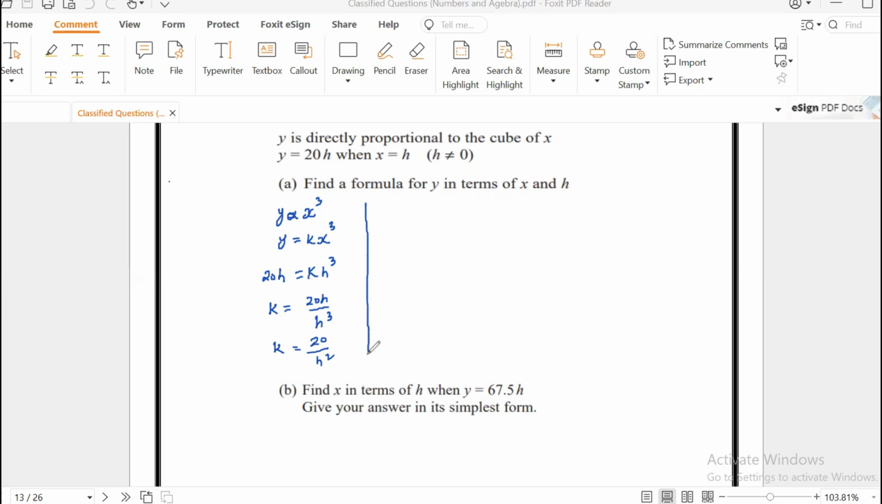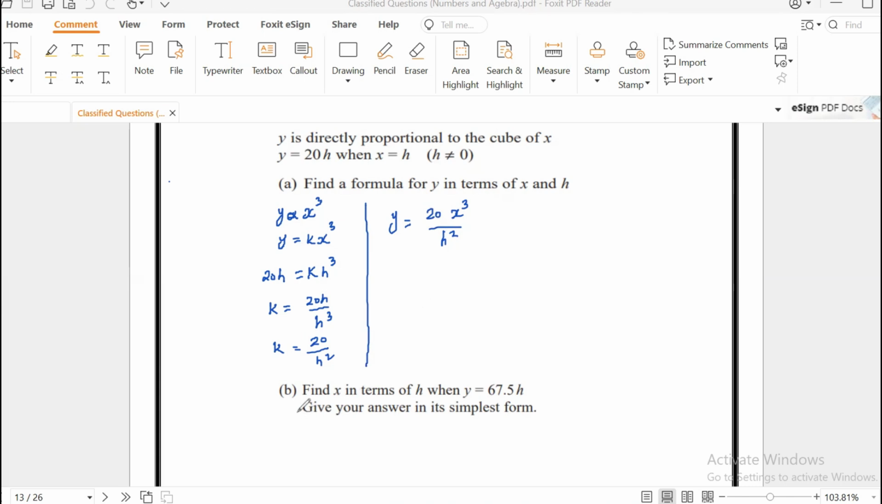So replace back this value of k in the above equation so that we can say the y in terms of x and h. In place of k, I would write 20, and x cube is already there, over h square. So this result shows the formula of y in terms of x and h.